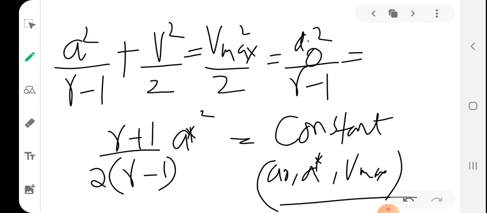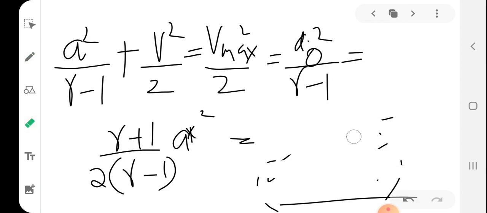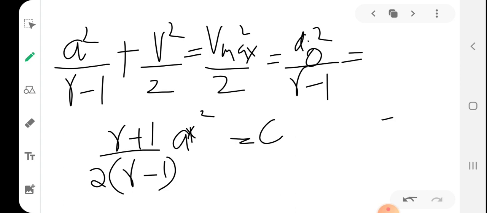So we are trying to develop a relation or an expression relating all three different reference velocities: a0, V max, and a star square. Now I will be deriving an equation separately for each of these three velocities. Keep this equation with you as equation 1, because we will be using it often while proceeding to the next sections.